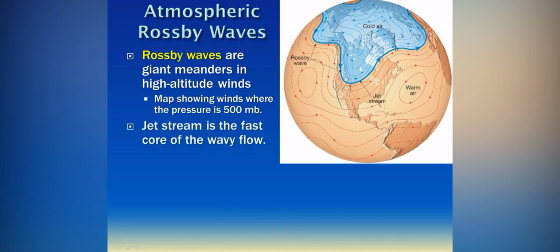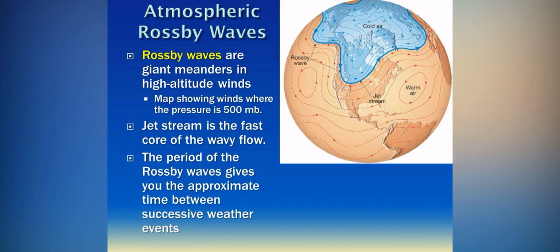The jet stream is the fastest core of the wavy flow of the Rossby waves. Okay, so this fastest core here, that's the jet stream. The period of the Rossby waves is the amount of time it takes between successive weather events. Okay, a period, like a time period. So how much time does it take between one wave and the next? How much time is it between this wave and this wave? So this wave arrives, and then this one's moving, and it gets here. How long did that take?